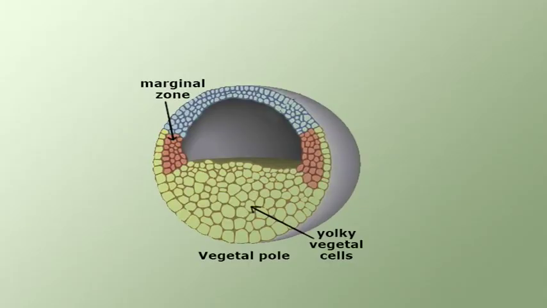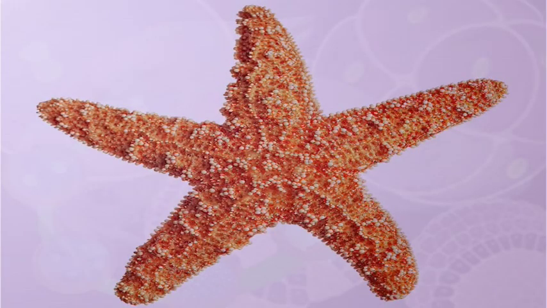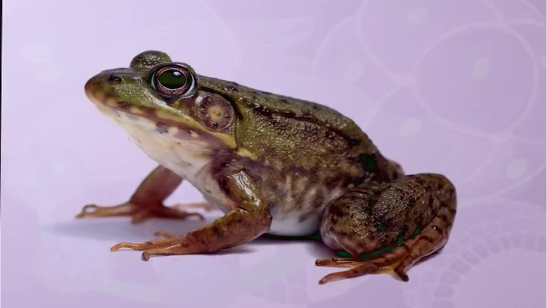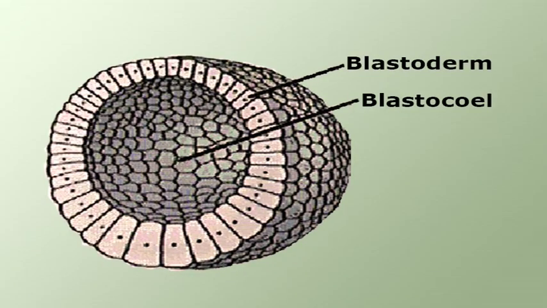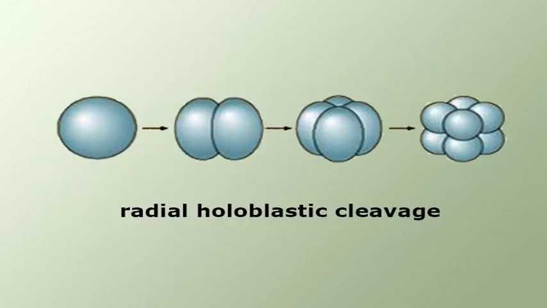Second, coeloblastula. It consists of one to many layers of cells arranged as an epithelium around a spacious blastocoel. The latter may be central or eccentric. Coeloblastula is found in starfish and frog. In starfish, the blastoderm is single layered and blastocoel is central. This simple blastula is formed in animals having radial holoblastic cleavage.